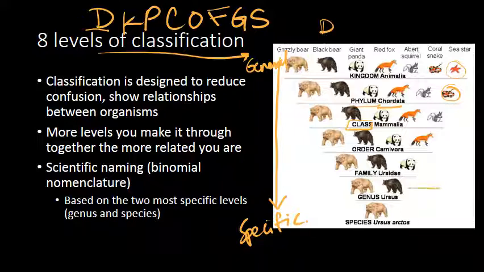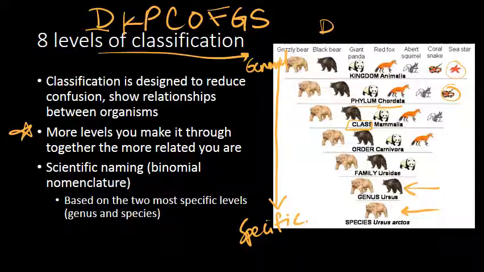So as we get down to the genus, notice only 2 are left. That means these 2 are the most closely related out of the list of things I started with. When we get to species, which is the most specific, I only have 1 animal there. Why only 1? Because each species is so specific, it only describes 1 type of living thing. So in every species, you only see 1 example of an organism. You won't see multiple because it's so specific, it only talks about 1. So the more related you are, the more levels you'll make it through together.